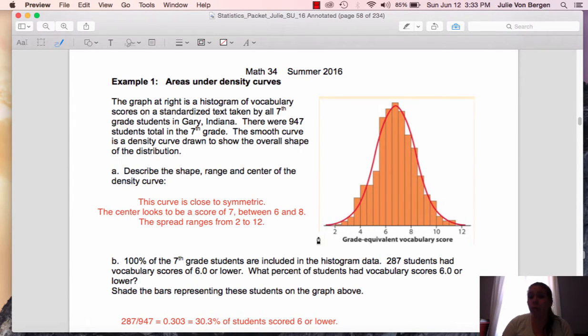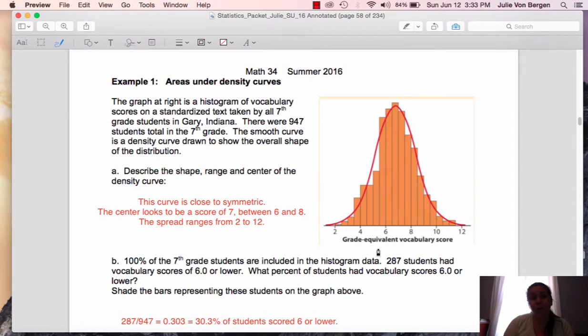The smooth curve, that's this red curve, is a density curve drawn to show the overall shape of the distribution, and then we see the histogram is the bars. A quick check shows us that the scale goes from 2 to 12 and that it looks like each bar is 1 score width wide.